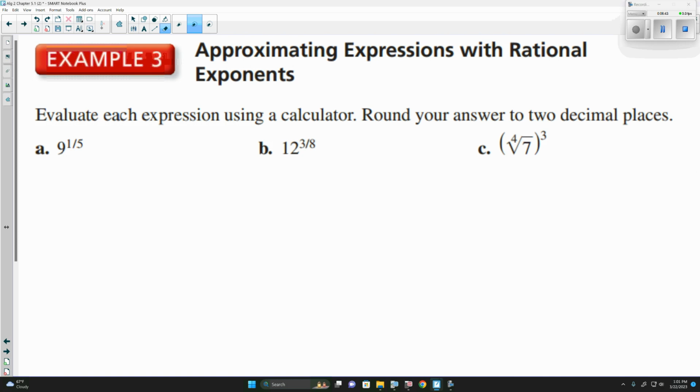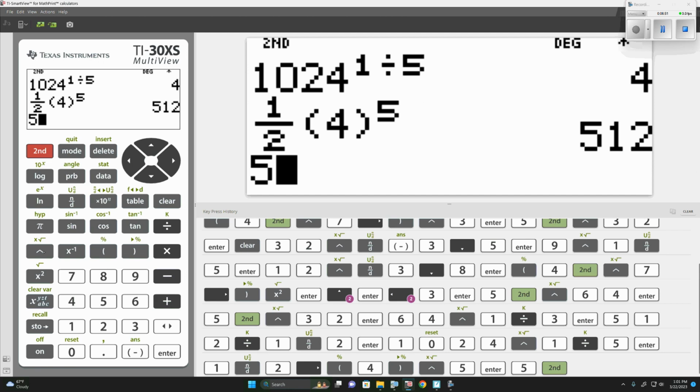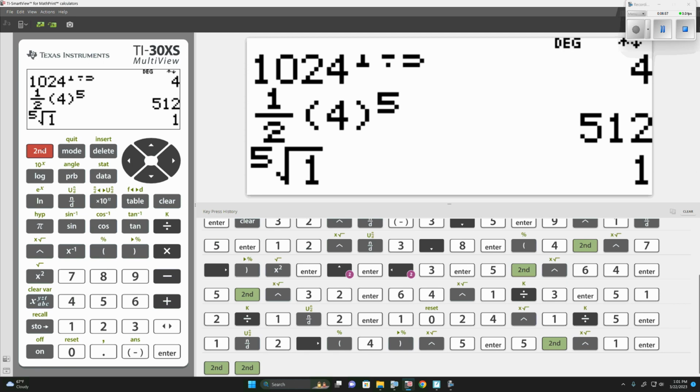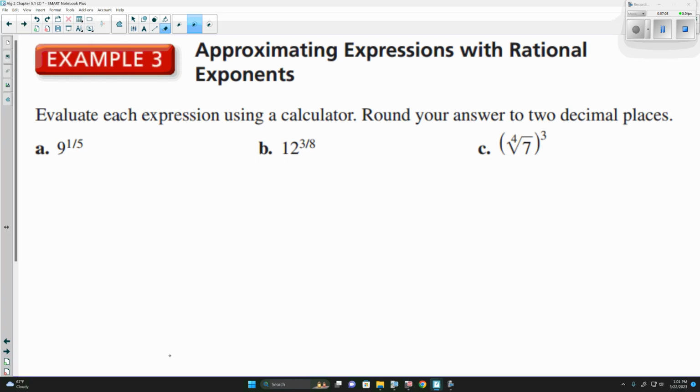What's the smallest number we can take the 5th root of? 1. Because the 5th root of 1 is 1. The next one is really 2 to the 5th, which is 32. So the number after 1 is 32. That's the smallest number we can take the 5th root of. So 9 to the 1/5 doesn't have a chance.